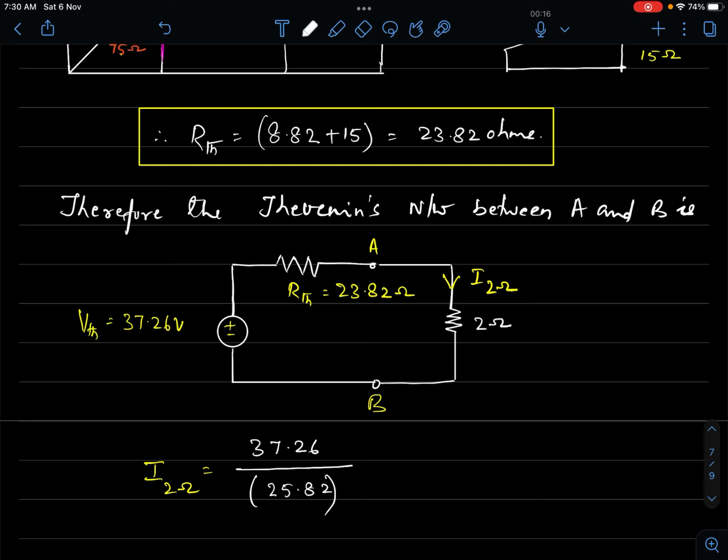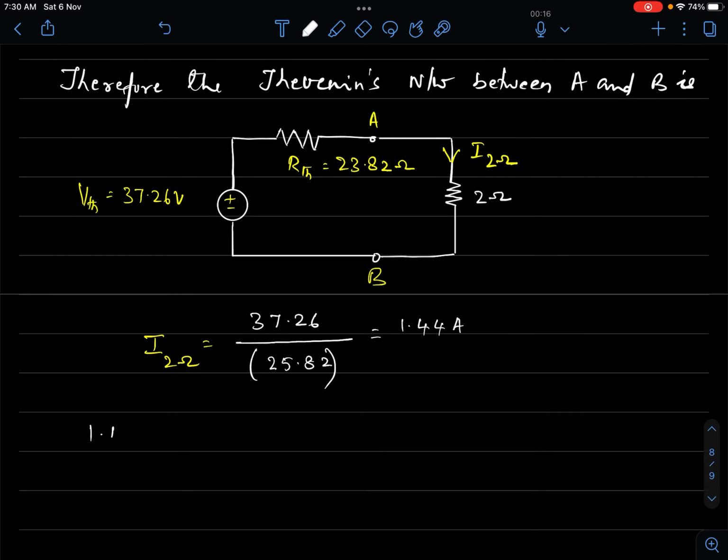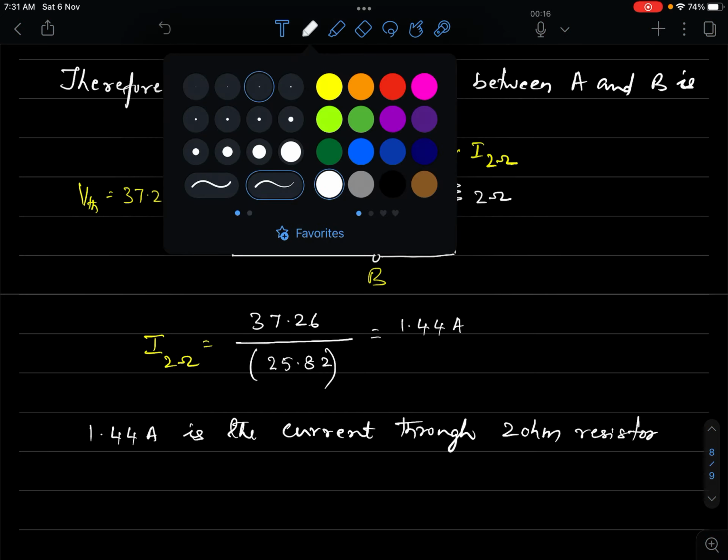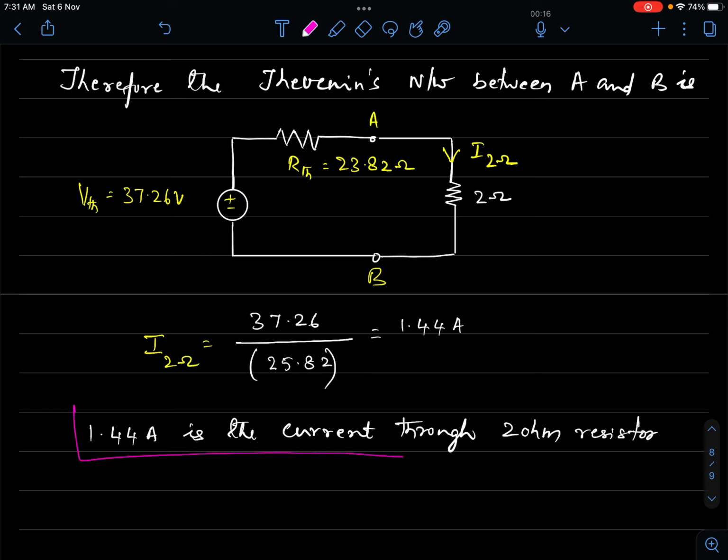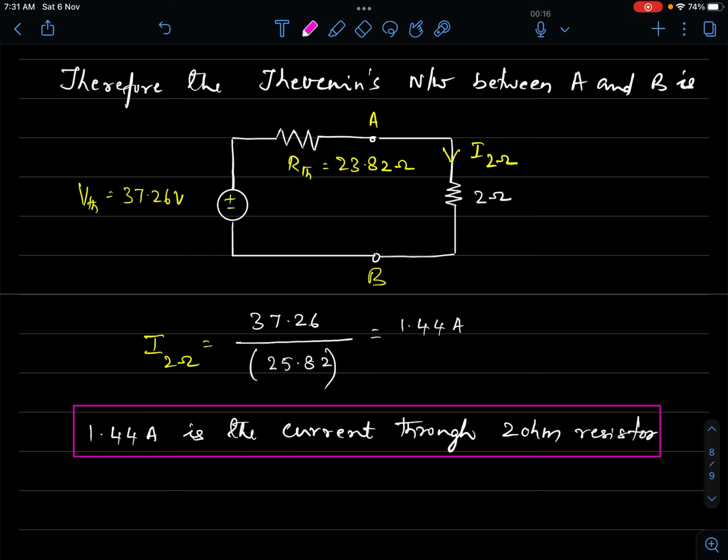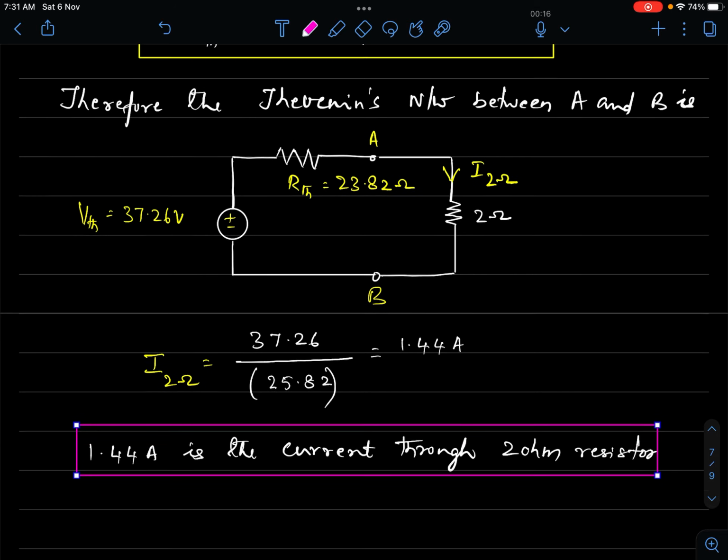Okay, this comes out to be equal to 1.44 amperes. And that completes the problem. So 1.44 amperes is the current through the 2 ohm resistor given in the circuit. So that would be the end of this problem.